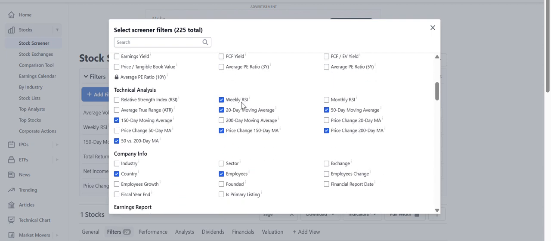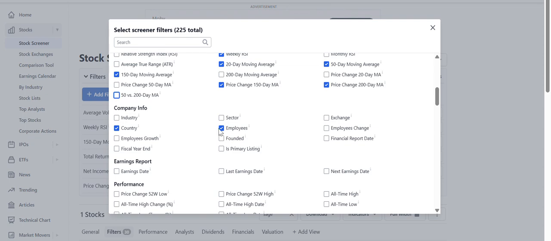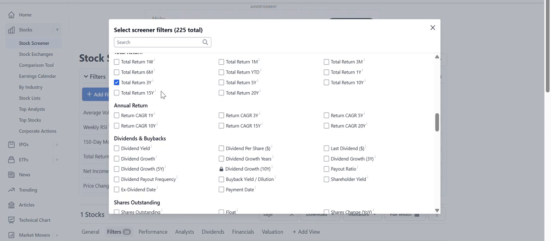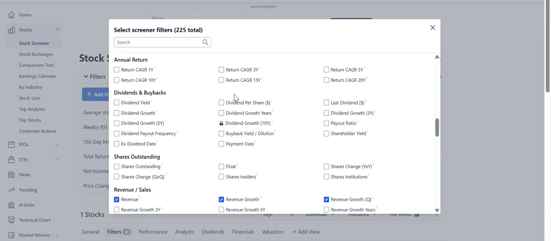I'm also looking at the weekly RSI, the 20-day moving average, price change over the 150-day, I'm looking at the 50-day moving average and the 200-day moving average. I'm going to get rid of that one as well. Okay. And then I'm looking at the number of employees, the country. I'm also looking at total return over a 3-year period because we want to see that, especially when I'm doing investing, which is a long-term plan.